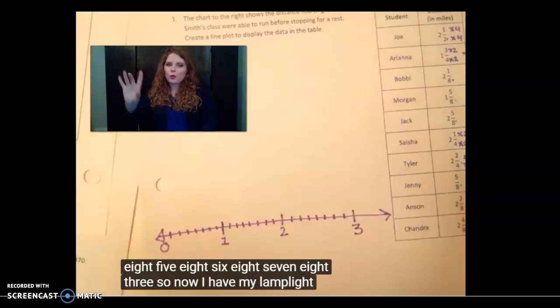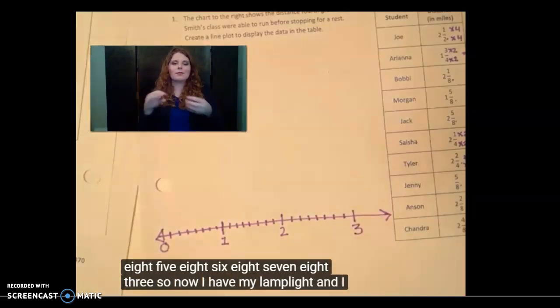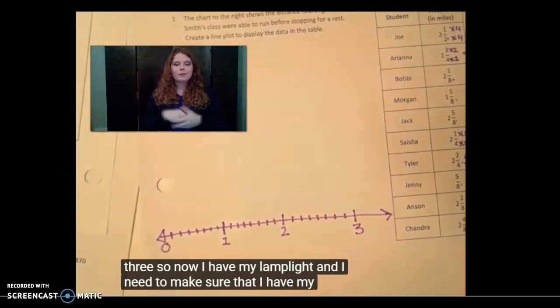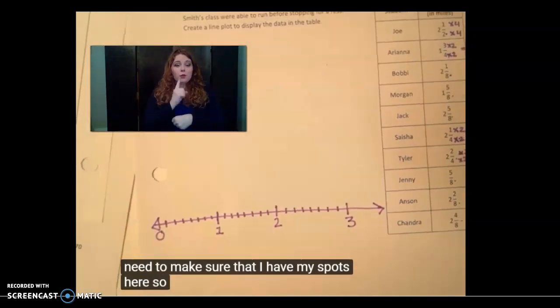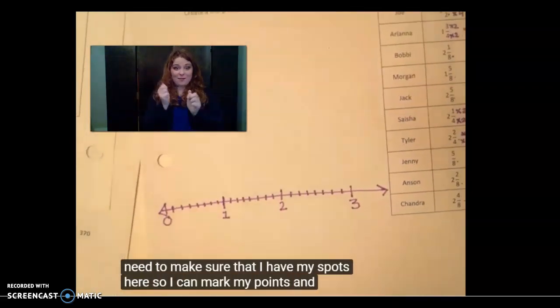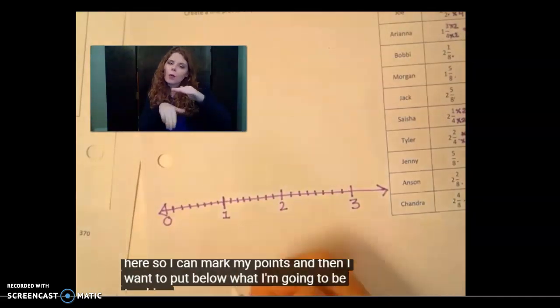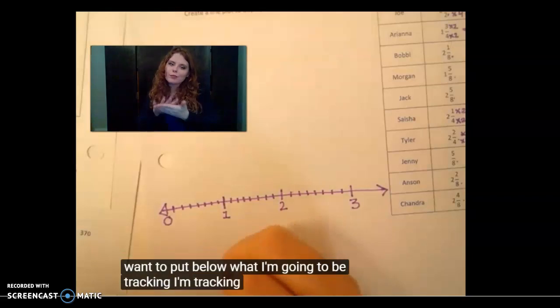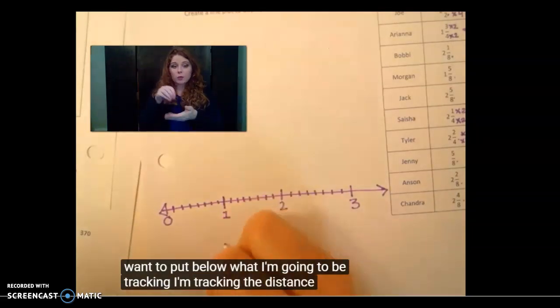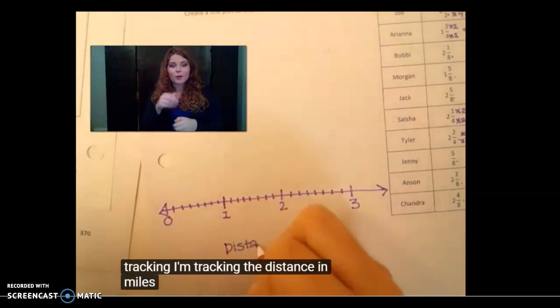So now I have my line plot, and I need to make sure that I have my spots here so I can mark my points. And then I want to put below what I'm going to be tracking. I'm tracking the distance in miles.